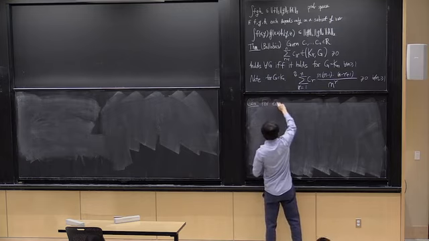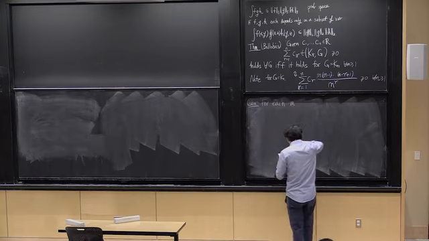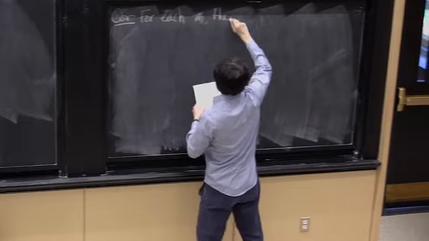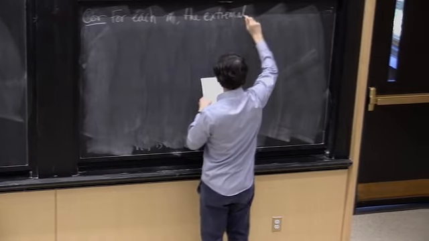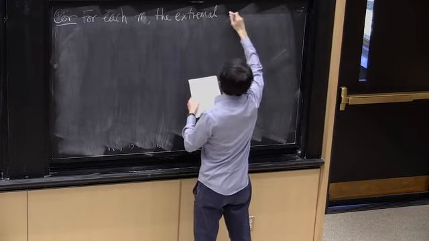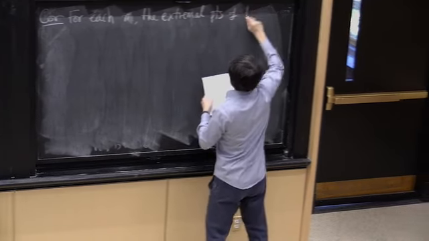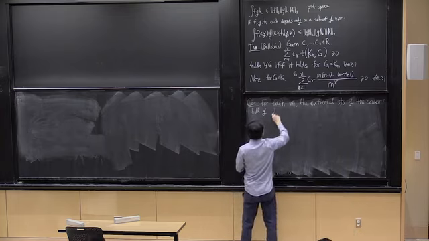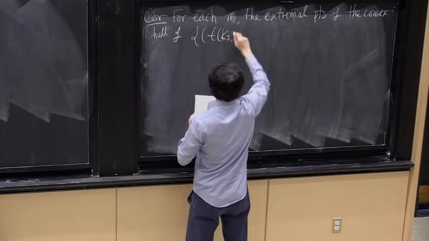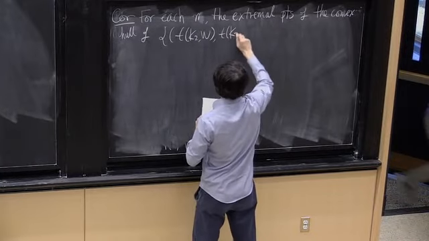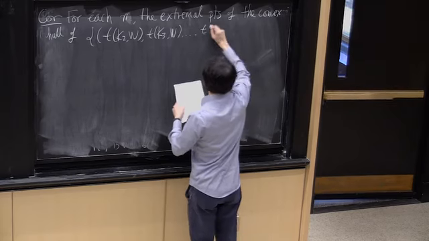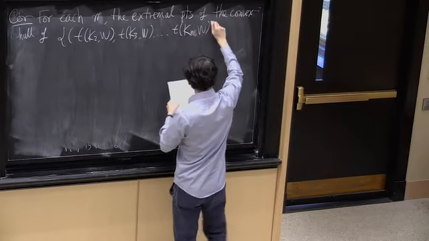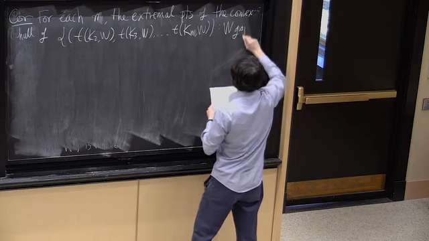for each n, the extremal points of the convex hull of this set where I record the clique densities over all graphons W.